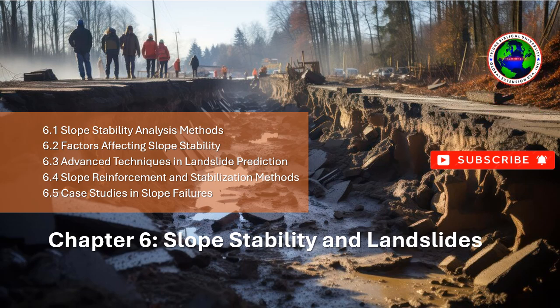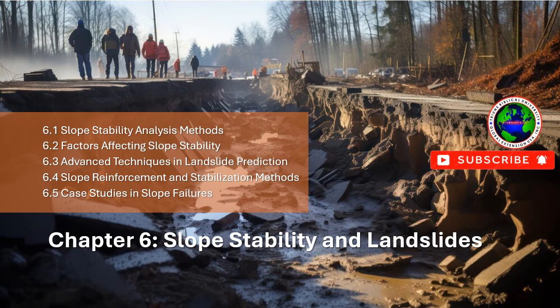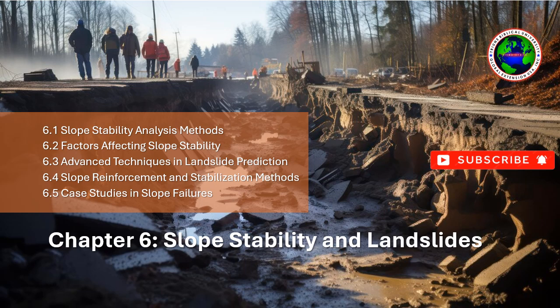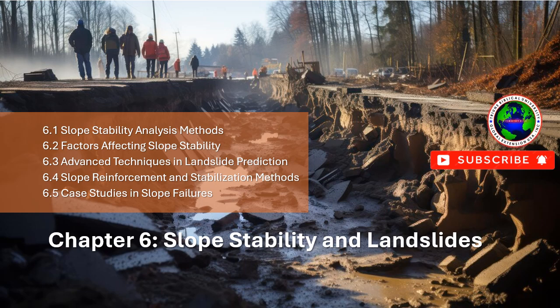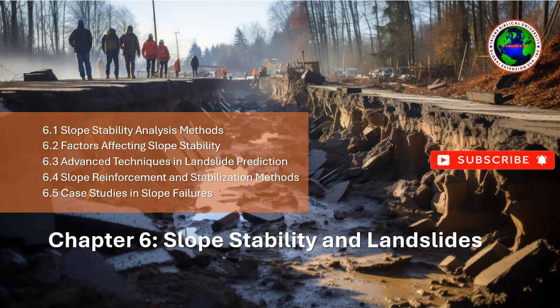6.1.4 Strength Reduction Method, SRM. The strength reduction method, SRM, is a popular technique used to assess the factor of safety in slope stability analysis by progressively reducing the shear strength of the soil until failure occurs. The factor of safety is determined based on the point at which the shear strength is reduced to a level where the slope fails. Key features: progressive reduction.